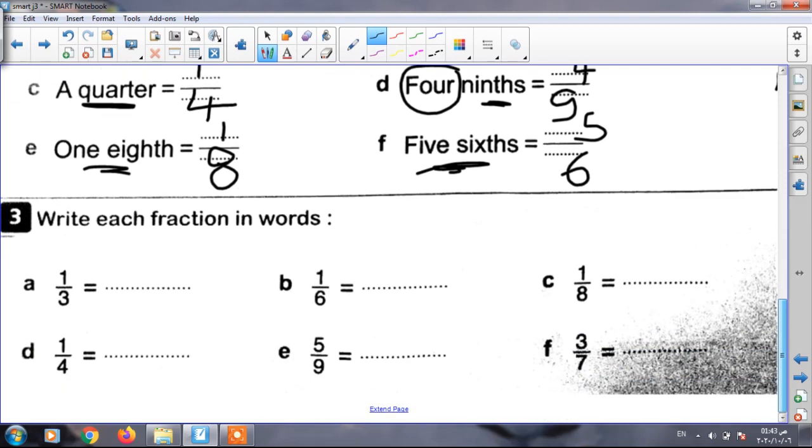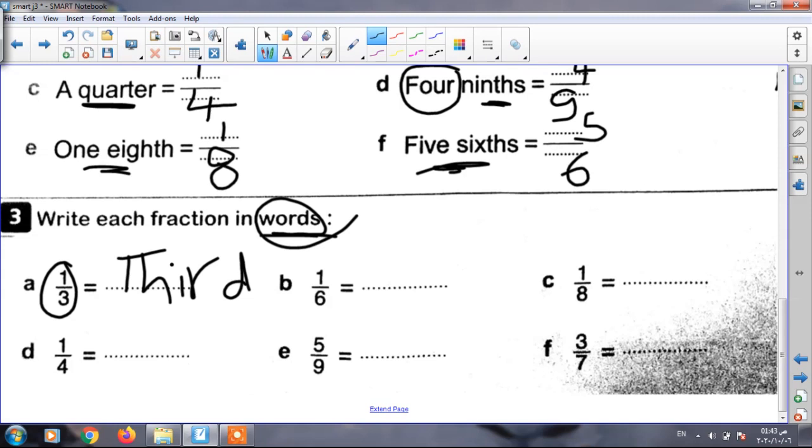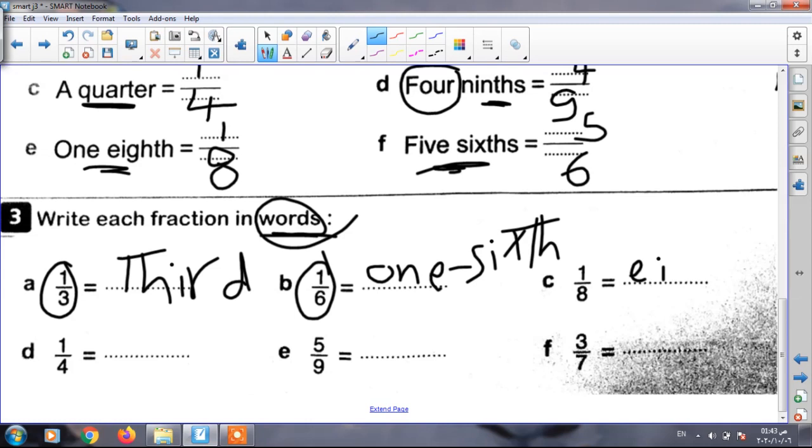The next one. Firstly, I must read my title. Write each fraction in words. Okay? Here, this fraction 1 over 3 is called what? Excellent, third. The next one. Here, 1 over 6 is called what? Excellent. 1 sixth. Okay? And here, 1 over 8 is called what? Eighth, or 1/8. The next one, 1 over 4. I can write it as what? Quarter or fourth or 1/4.